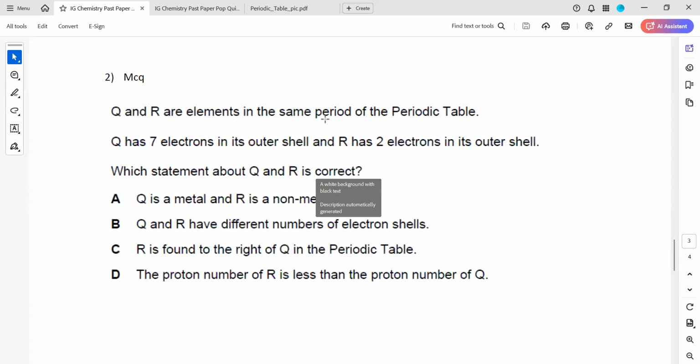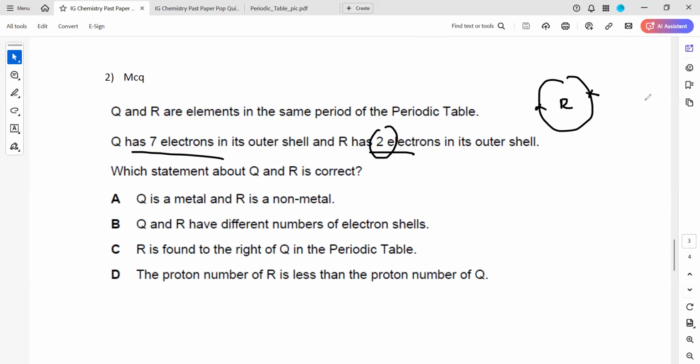Q and R are elements in the same period of the periodic table. Q has 7 electrons in the outer shell, and R has 2 electrons in the outer shell. So if it is having 2 electrons in the outer shell, which group does it belong to? R belongs to group 2. And Q belongs to which group? Group 7, because they already mentioned it has 7 electrons in the outermost shell.